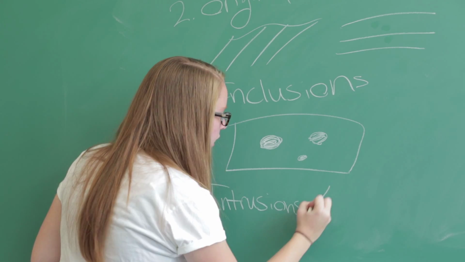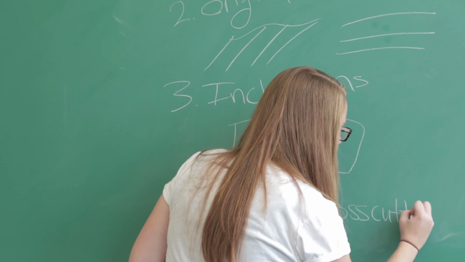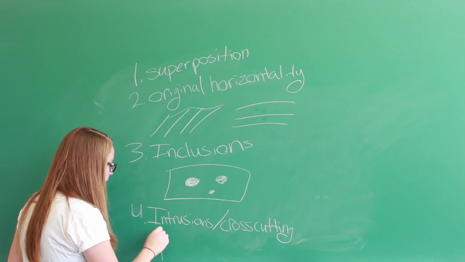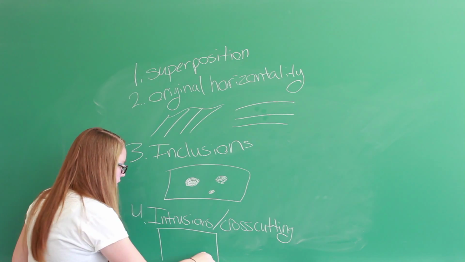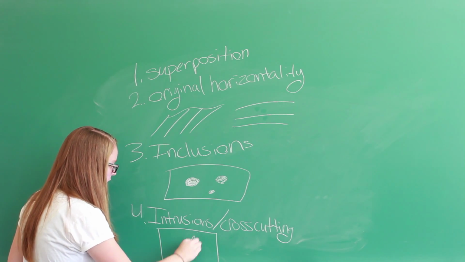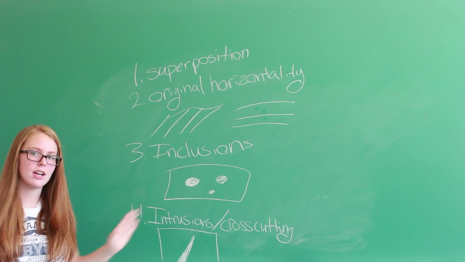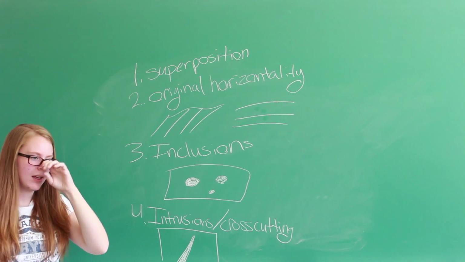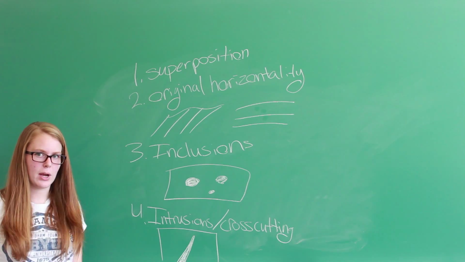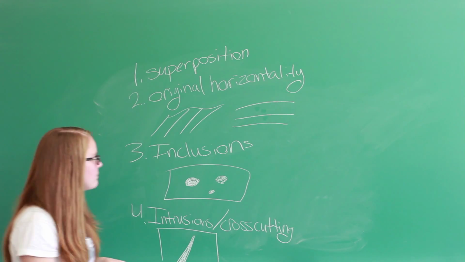Fourth one is intrusions, or you can also call it cross-cutting. So intrusions or cross-cutting. What that is, is you have your chunk of rock, but then all of a sudden you can have this little spike of rock coming through it. This is an intrusion, or again, cross-cutting. It's just cutting right across it. This here is younger than everything surrounding it. The other rock had to be there first before it can cut through it.